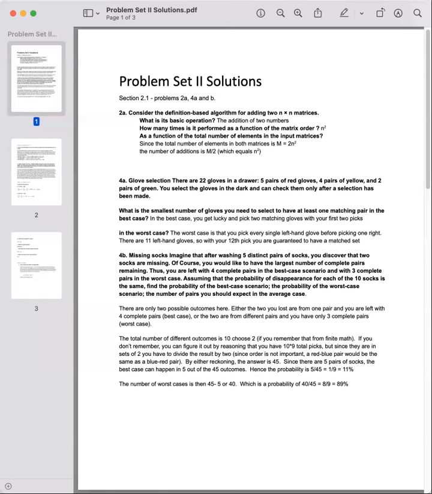So 4a talks about the gloves. There are 22 gloves in the drawer, and it breaks them down. We don't really care about that, but you select 2 gloves in the dark, and you can check them only after a selection has been made, okay? So the question is, what's the smallest number of gloves you need to select to have at least one matching pair in the best case?